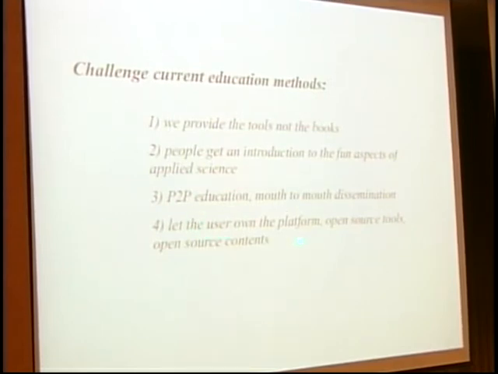It's about letting people own the platform, which means we let people critique the platform, and we take their critique very seriously and change it, and make the tools open source and make the contents open source. I don't know if I've said it until now, but all the hardware design in the Arduino platform is open source. You can download our circuit board design from the internet and manufacture your own boards.